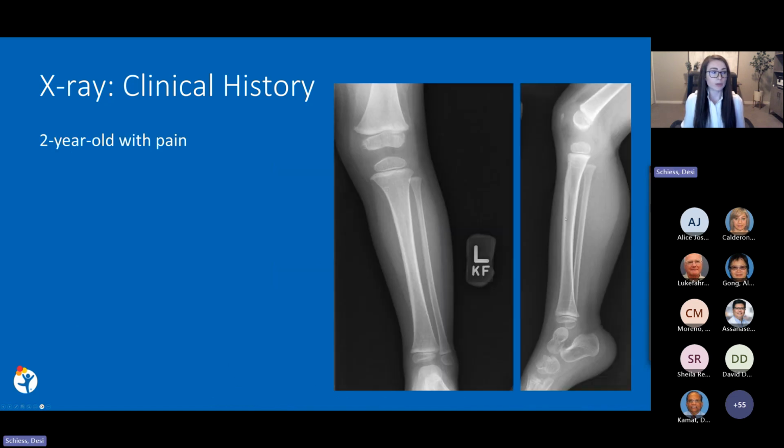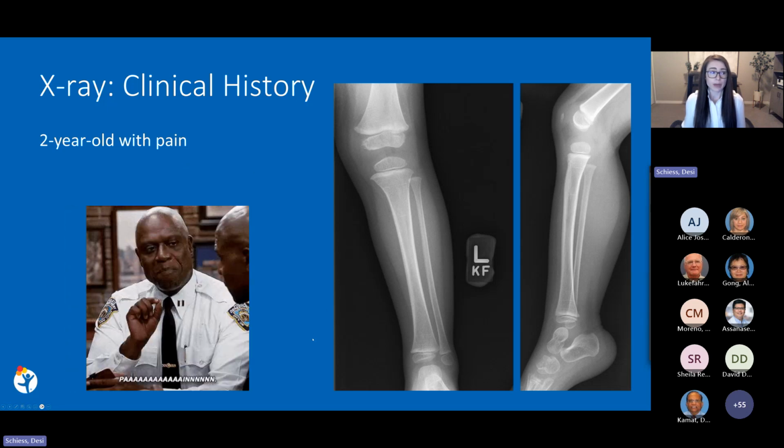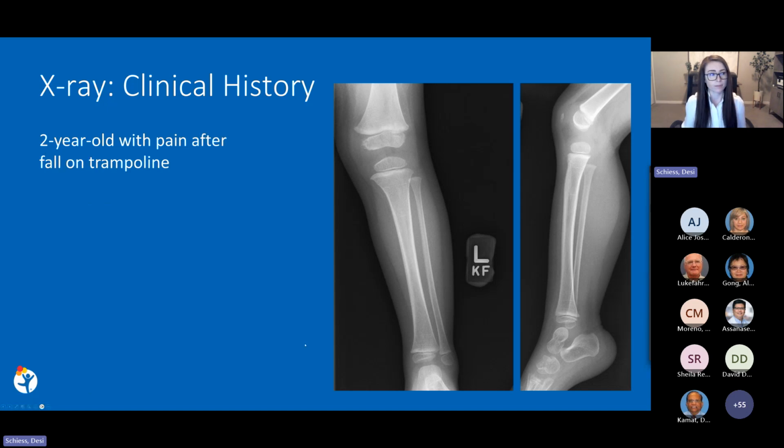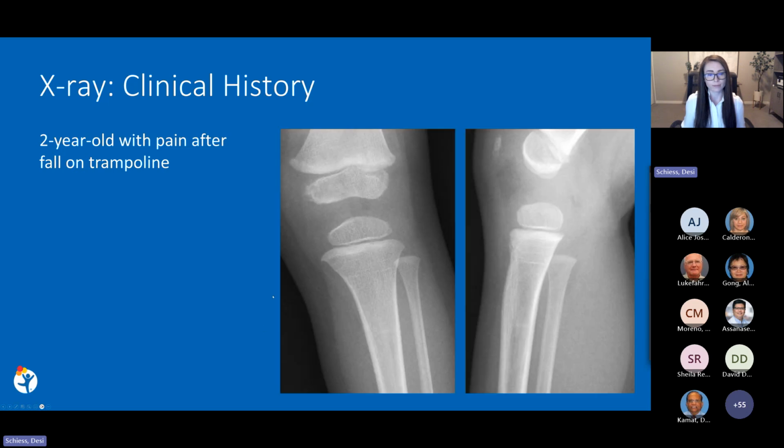Here's an example of a 2-year-old who presented with pain. This is one of our least favorite indications. Without knowing more information, it would be very easy to call this study normal and move on to the next case. Now let's say we have the same X-rays with this history, 2-year-old with pain after fall on trampoline. This enables the radiologist to know exactly where to focus our attention.